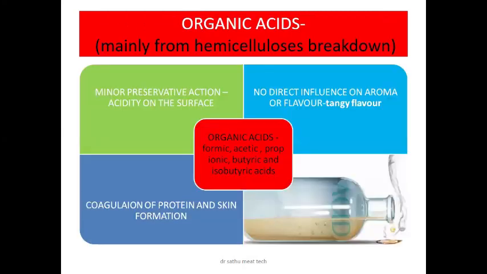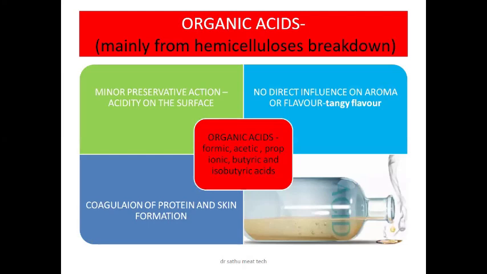Then coming to the organic acids. Organic acids are formed by the pyrolysis of hemicellulose. They have minor preservation action through the acidity of the surface. Already I told you, organic acids mainly help in the coagulation of the protein and skin formation of the meat. The pH is reduced, water is lost, so surface drying can be brought about along with coagulation of the protein. So it mainly helps in skin formation.